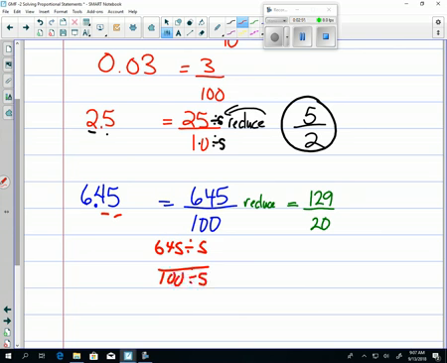Whatever you do to one side, you have to do to the other. So when we reduce that, divide that by 5, I get 129. And when I divide 100 by 5, I get 20. So my fraction is 129 over 20.